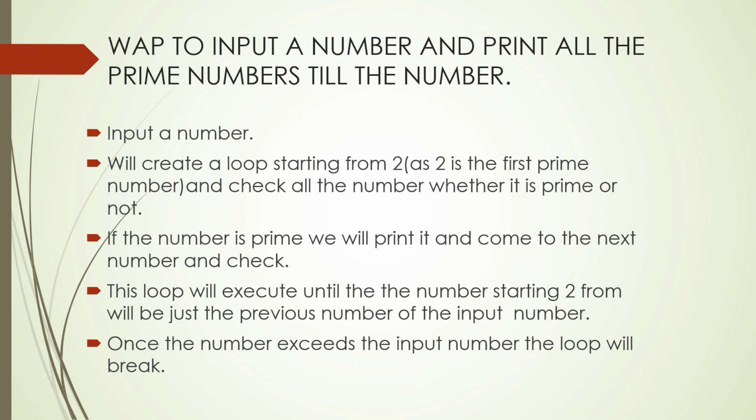तो 2 से हमें स्टार्ट करवाना है, कि 2 से क्यों, as 2 is the first prime number, तो हम 2 से स्टार्ट करवाएंगे and check whether it is prime number or not. If the number is prime we will print it and come to the next number and check, and this loop will execute until the number starting from 2 will be just the previous of the input number. Once the number exceeds the input number, the loop will break. Like that only that we have done in the previous program.